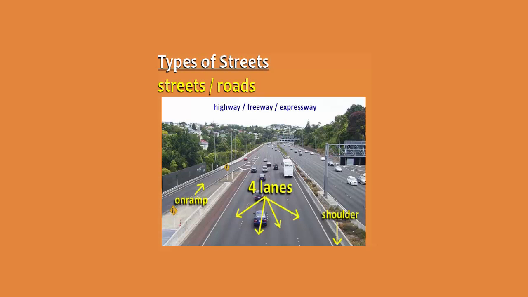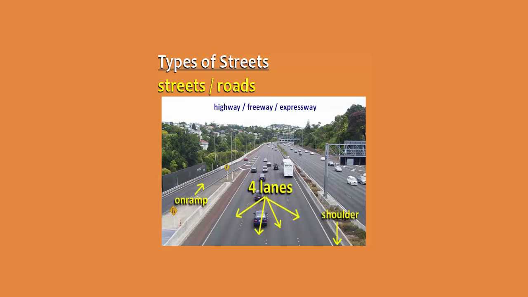Types of streets. Regular streets in a city can be called streets or roads. The big streets with lots of fast traffic are called highways, freeways, or expressways. Highways are divided into 2, 3, 4, or 5 lanes, with a little bit of extra space on the side for emergencies, which is called the shoulder.